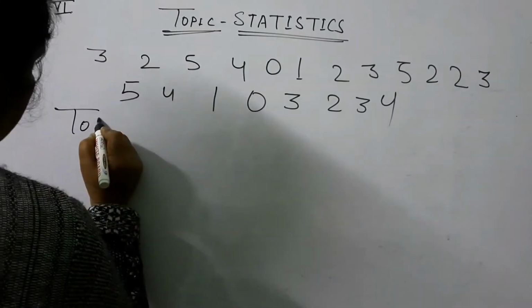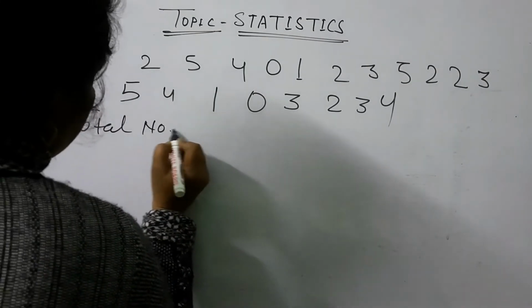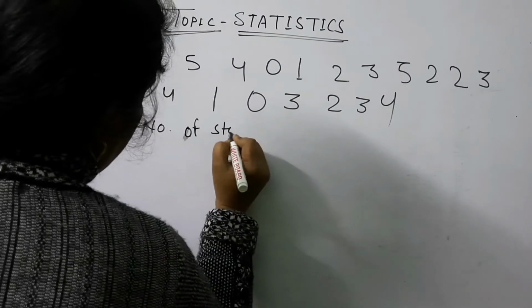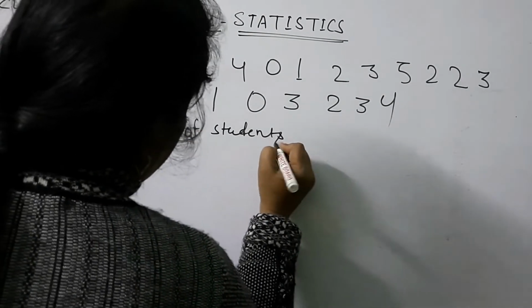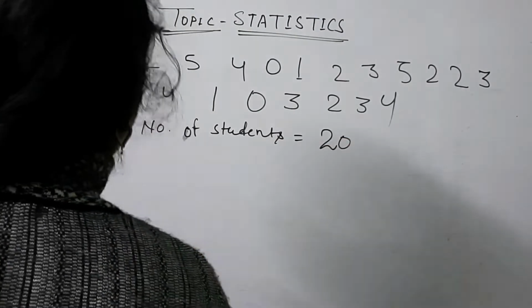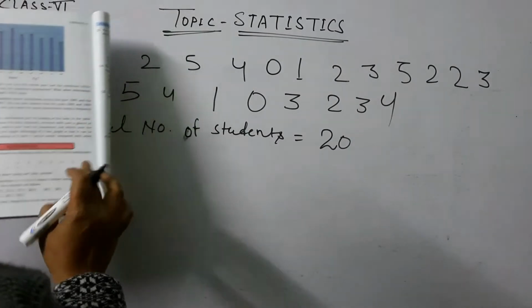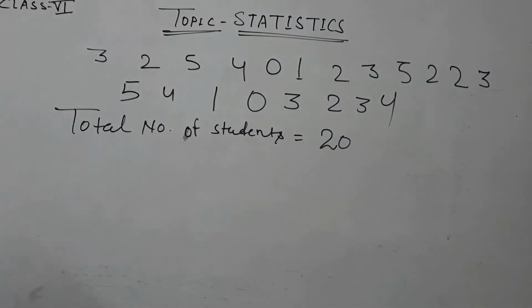Total number of students here? 20. And what is this question? Construct a table for the above using the tally method. We have to construct a table using the tally method. In the tally method we are drawing lines. So for using the tally method, what do we have to do?